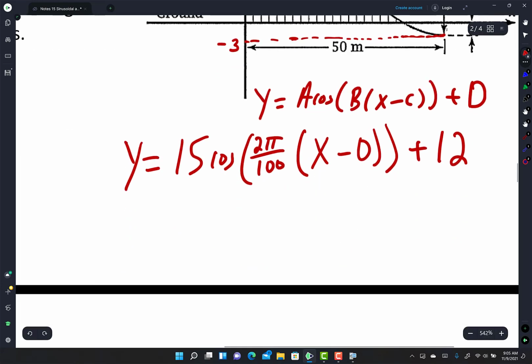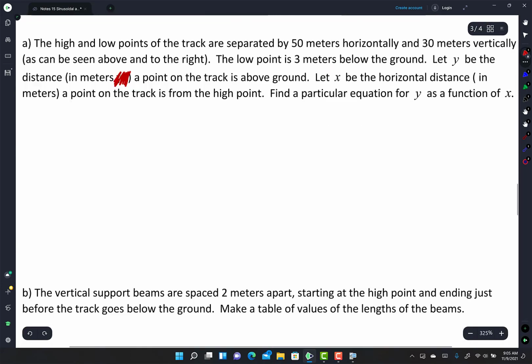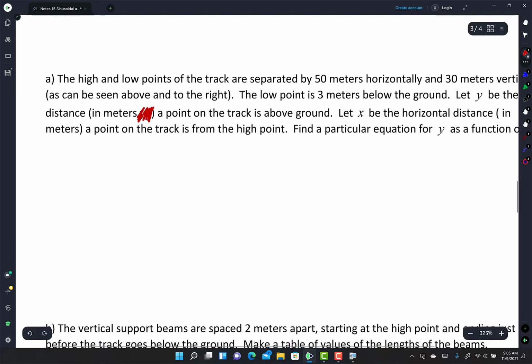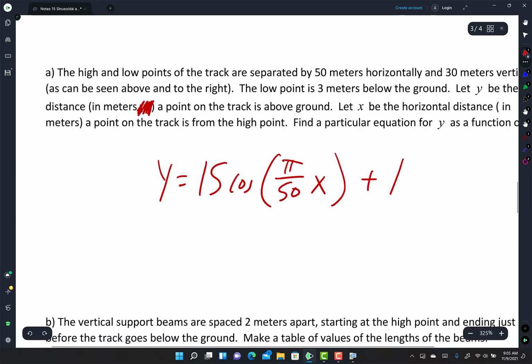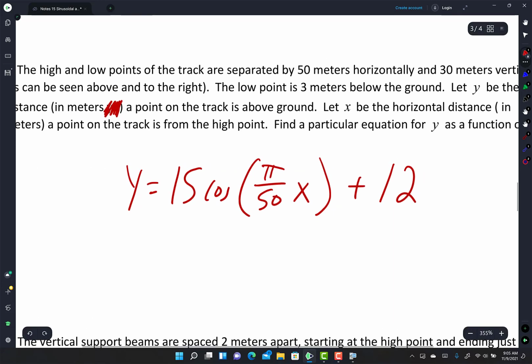All right, so there it is. I'm going to rewrite it in reduced form: y equals 15 cosine, open parenthesis, pi over 50, x, close it, plus 12. Notice I didn't write the x minus 0. This is what we're going to be using over and over again, guys. So let's put this as our new y1.